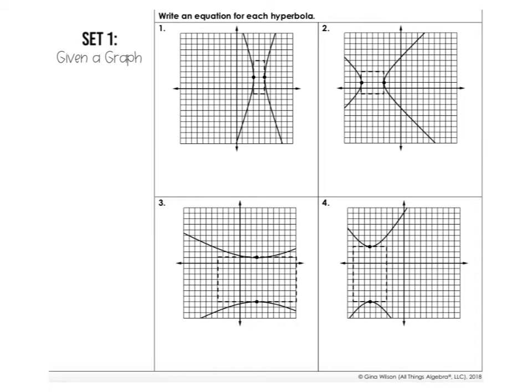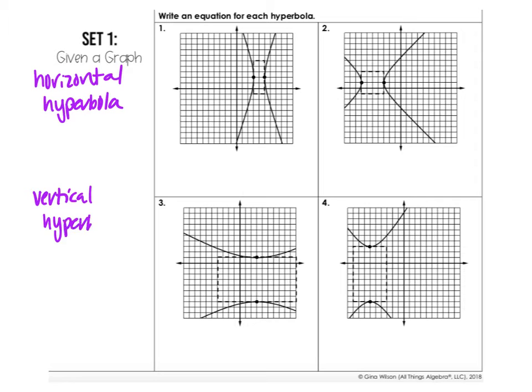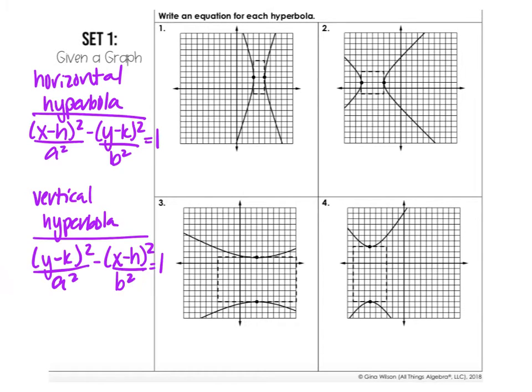So before we get started on set 1, where we write an equation of each hyperbola given a graph, I want to go ahead and write the equations for the hyperbolas. So we have a horizontal hyperbola, and we have a vertical hyperbola. So these are both of our equations.